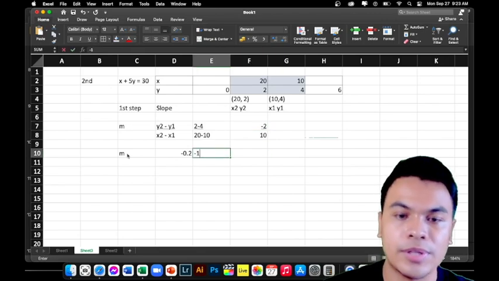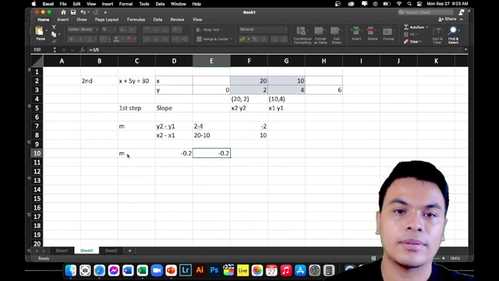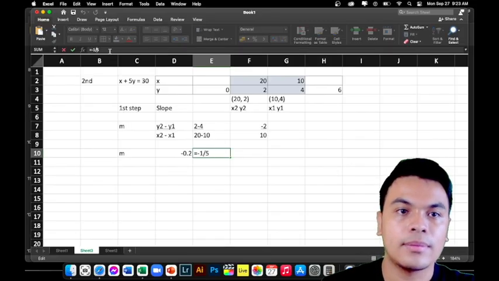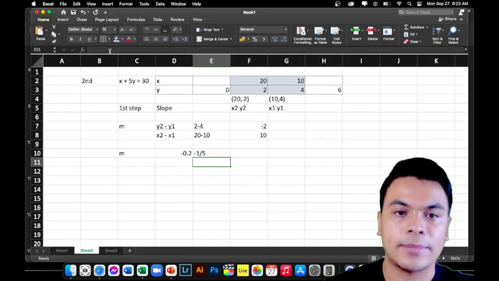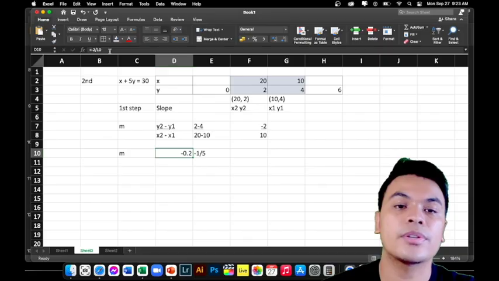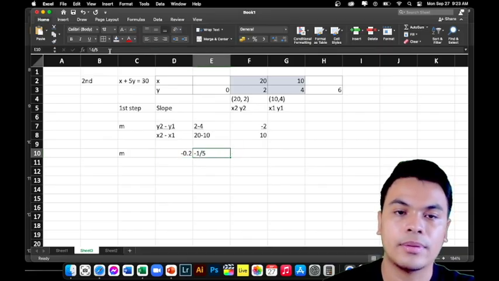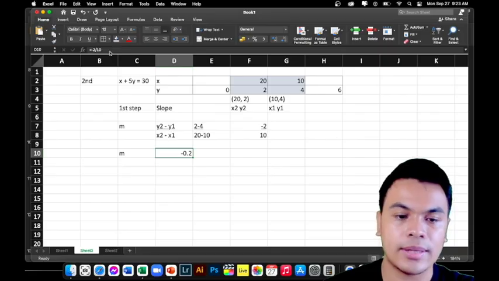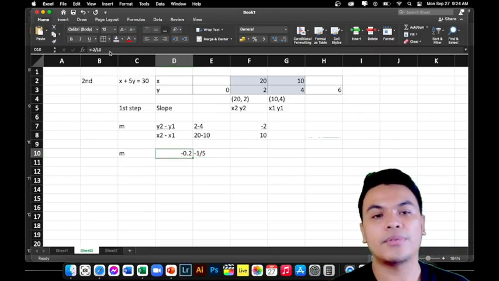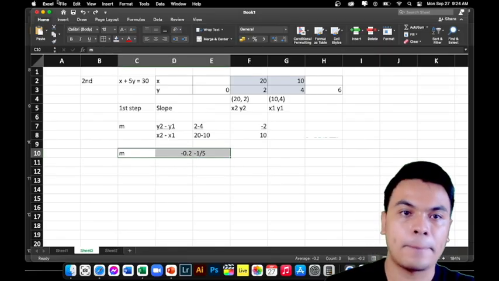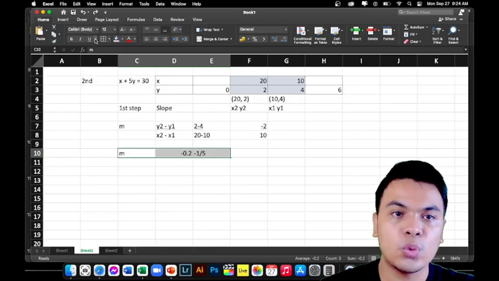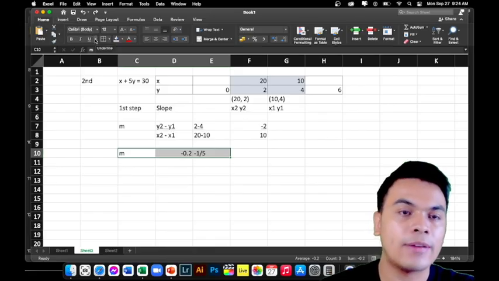This is one of the formats. We can either use whole numbers, decimals, or fractions. So let's go back. This is now our slope. Let's try to interpret the slope again. We have a negative slope. What does this mean?